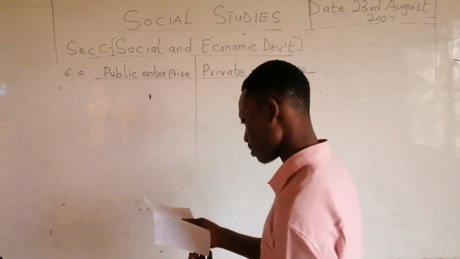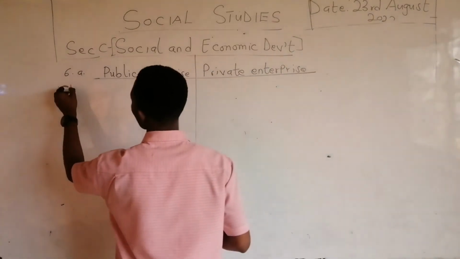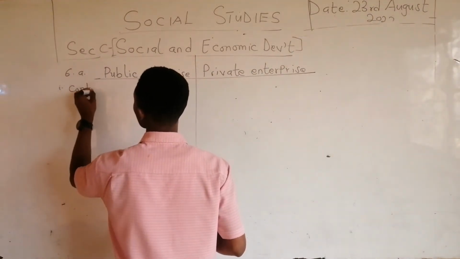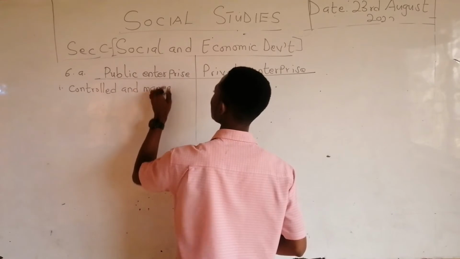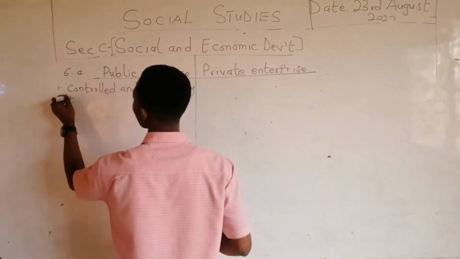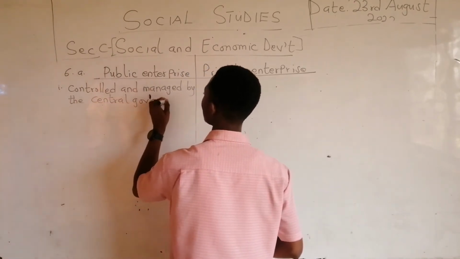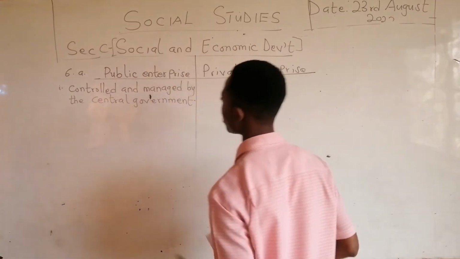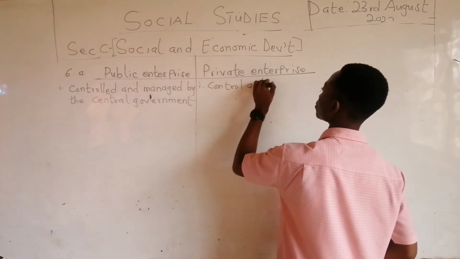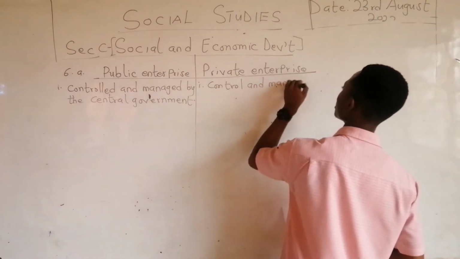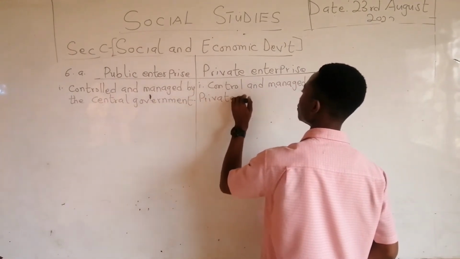With a public enterprise, what happens in terms of control and management? It is controlled and managed by the central government. For the private, it is controlled and managed by private individuals.